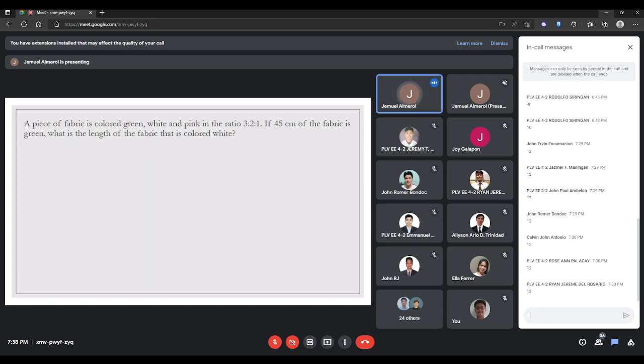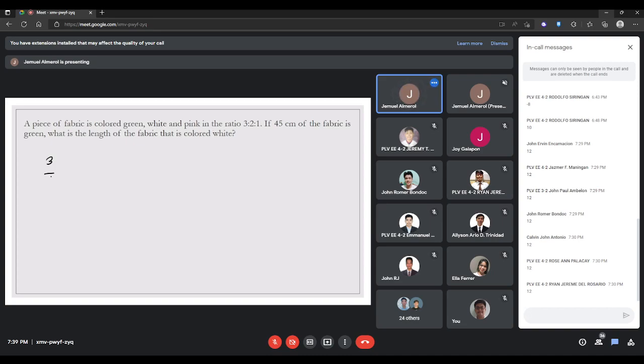Okay, a piece of fabric is colored green, white, and pink in the ratio 3 is to 2 is to 1. If 45 centimeters of the fabric is green, what is the length of the fabric that is colored white? Okay, so ganito. Unahin natin 3 is to 2 is to 1. Unahin natin 3 is to 2. Green, white. Ang given is green eh.